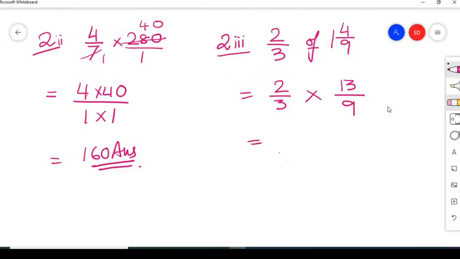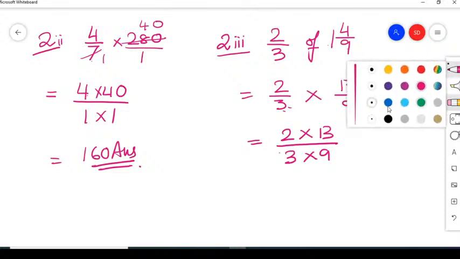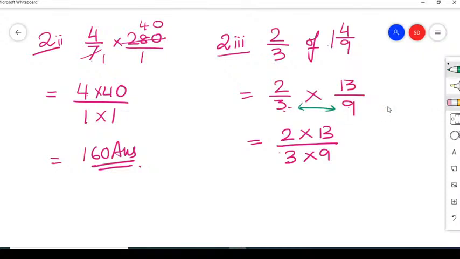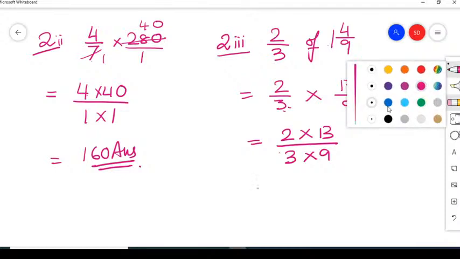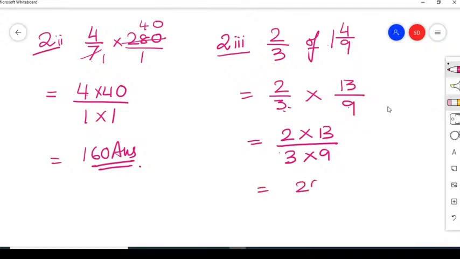Now here you see there's nothing that can be cancelled because nobody is a factor of anybody here. So in the numerator we have 2 into 13 and in the denominator we have 3 into 9. We cannot cancel in this direction. We can only do cancellations up and down, not side by side. So 2 into 13 is 26 and in the denominator 3 nines are 27. So this is my answer.